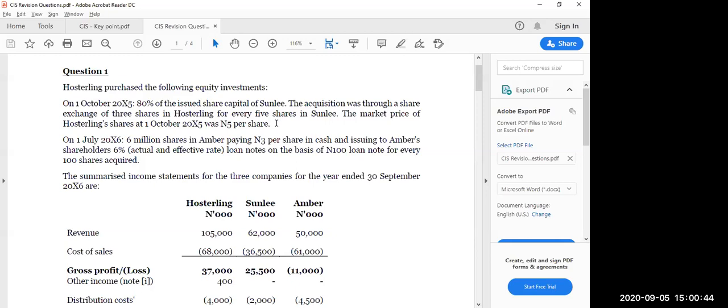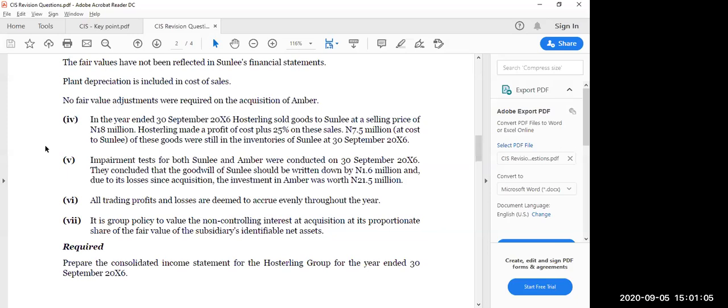Second ingredient for calculating goodwill. The second ingredient for calculating goodwill is value of NCI. Remember, we said that the value of NCI can either be proportionate or full. So let us see how the value of NCI is given in this question. So I just skimmed through the question again, and there I go. Additional information 7 states it, that it is group policy to value NCI at acquisition at its proportionate share of the fair value of the subsidiary's identifiable net assets. It's a no-brainer. The NCI in this question is measured or valued at partial value or proportionate value.